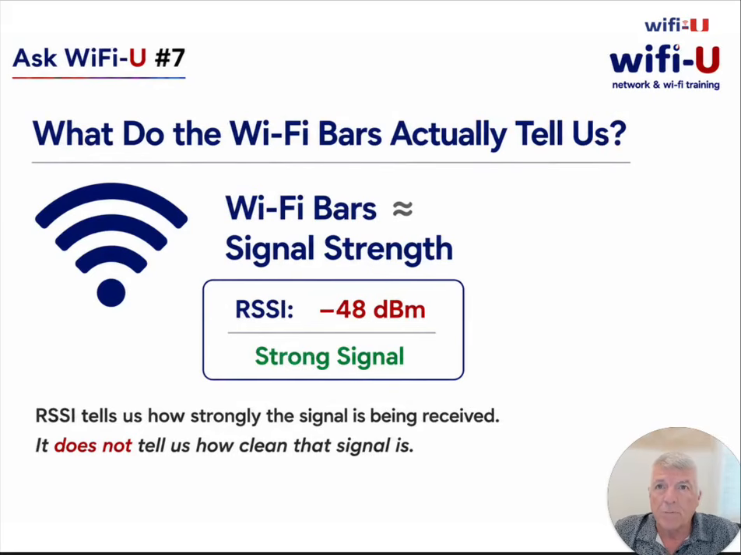Those Wi-Fi bars primarily give us an indication of the signal strength. We commonly measure received signal strength using RSSI. If a client is receiving the access point signal at -48 dBm, for example, that's a good, strong signal. But RSSI tells us how strong the signal is being received. It does not by itself tell us how clean that signal is, and that distinction is extremely important.